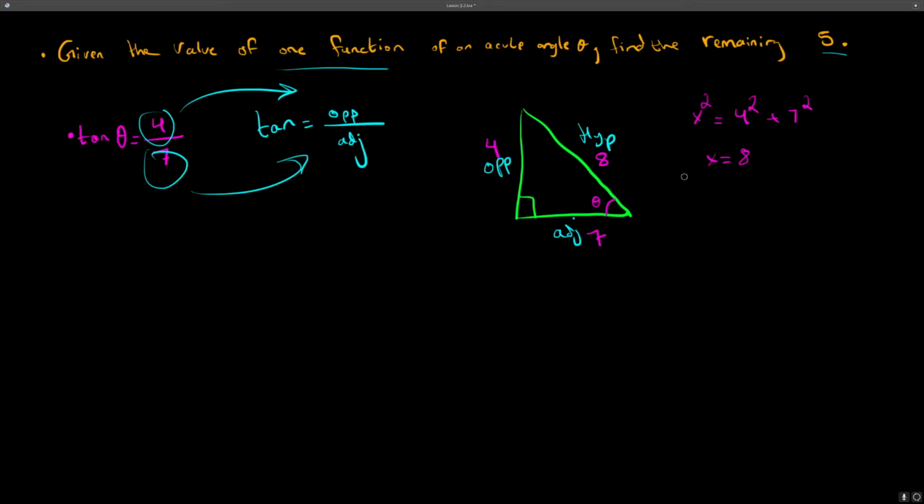Now knowing this, we can find the other functions. So we'll just find sine. Sine is going to be equal to opposite over hypotenuse, so 4 over 8. It's going to be equal to 1 over 2.